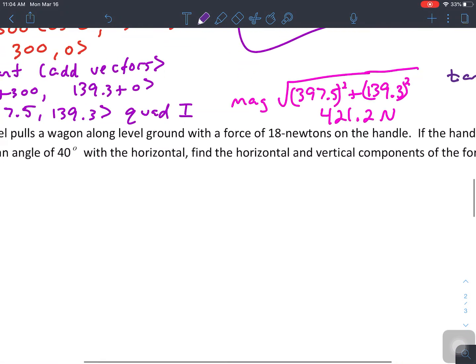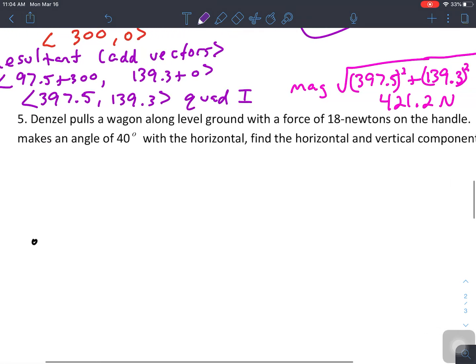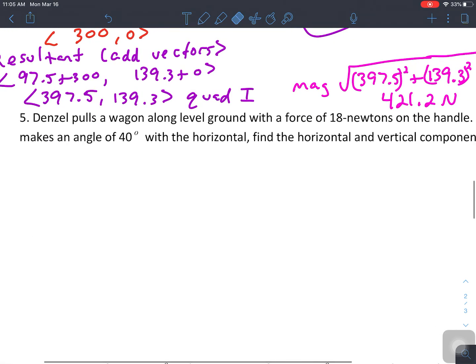All right, let's take a look at a couple more examples. Okay, so we have Denzel. Denzel pulls a wagon along a level ground with a force of 18 newtons on the handle. If the handle makes an angle of 40 degrees with the horizontal, find the horizontal and vertical components of the force.